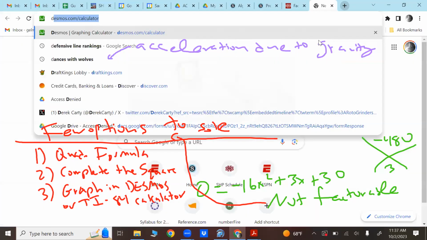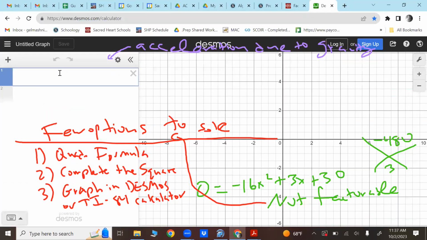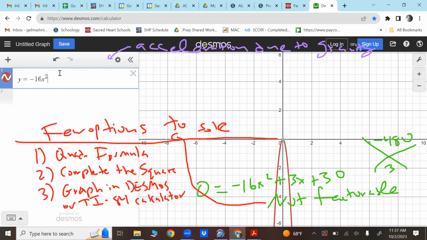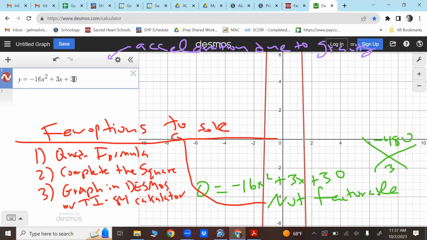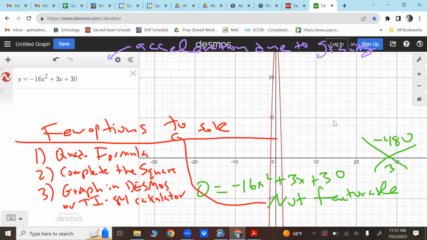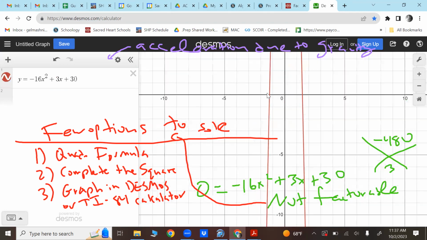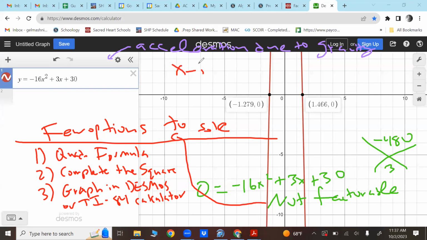So let's go to Desmos. y equals negative 16x squared plus 3x plus 40, no, plus 30. Okay, great. Here's my parabola, right? So what am I looking for here? Where it hits the x-axis. So I'm looking for x-intercepts.